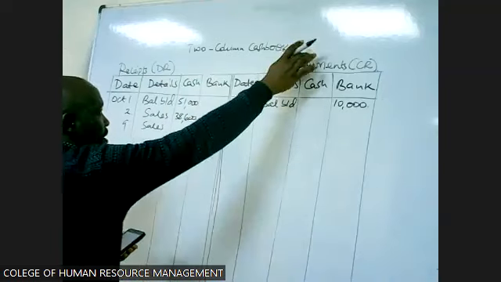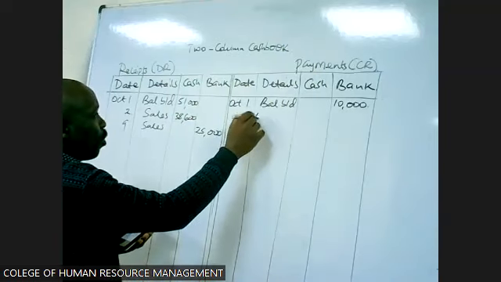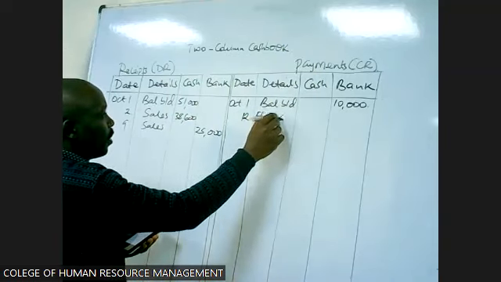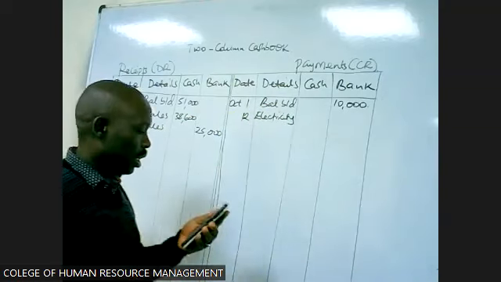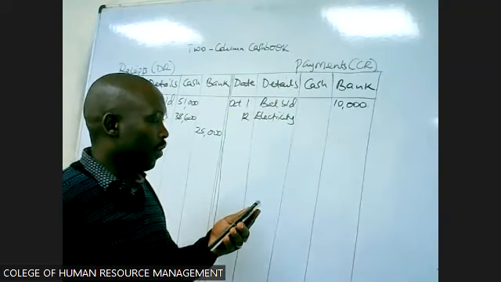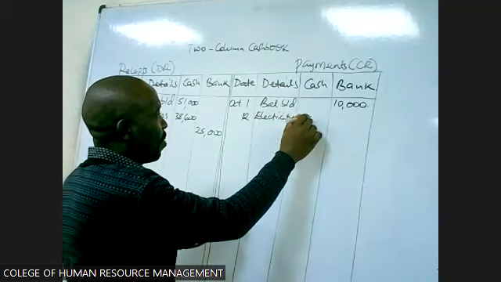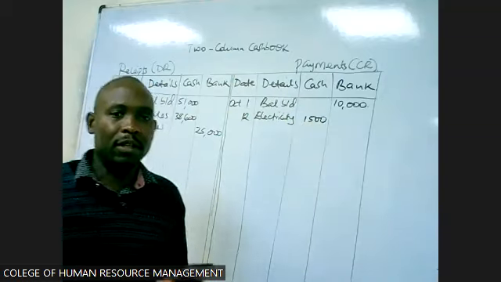On the 12th, paid electricity. So that is a payment. You write here 12, what you paid is electricity, of 1,500 cash. So it is a cash payment. Put in the cash column like that.